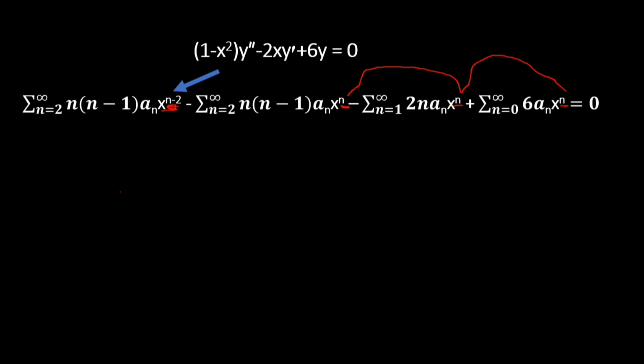Now you can see that these three have the same power, but it is only this one that is different. So we need to do something to this to make the power of x, take note, we are dealing with the power of x, the same as the first one here, as this and this. So what are we going to do to make it the same?